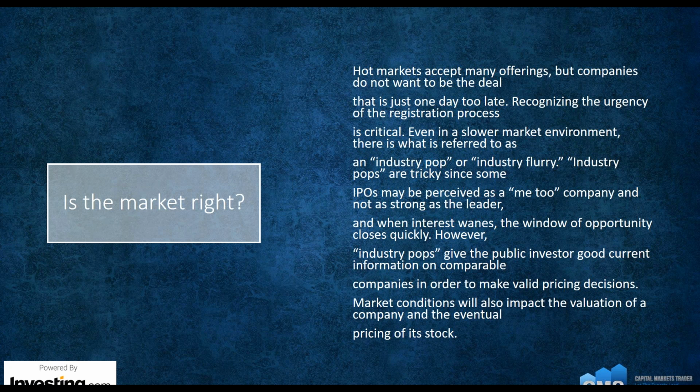Markets go through cycles. IPOs go through cycles. So hot markets accept many offerings, but companies do not want to be even one day too late. Recognizing the urgency of the registration process is critical. Even in a slower market environment, there is what is referred to as the industry pop or industry flurry. Industry pops are tricky since some IPOs may be perceived as me too, like you're following along. Like right now, if some other social media company pops out there, they're going to say, oh, they're just following along behind Snapchat, riding on the coattails.